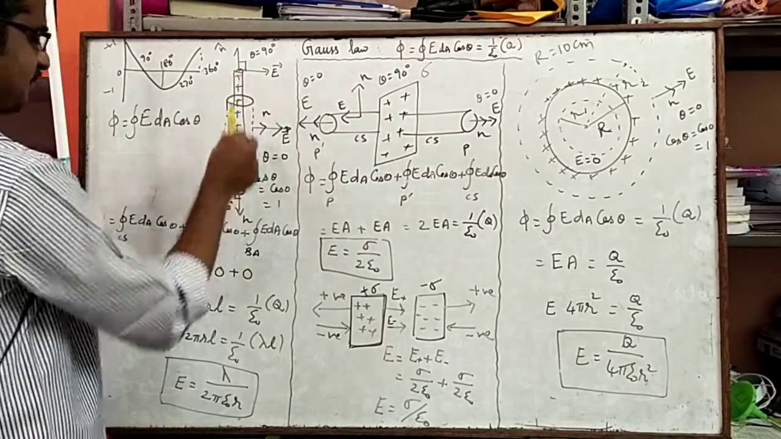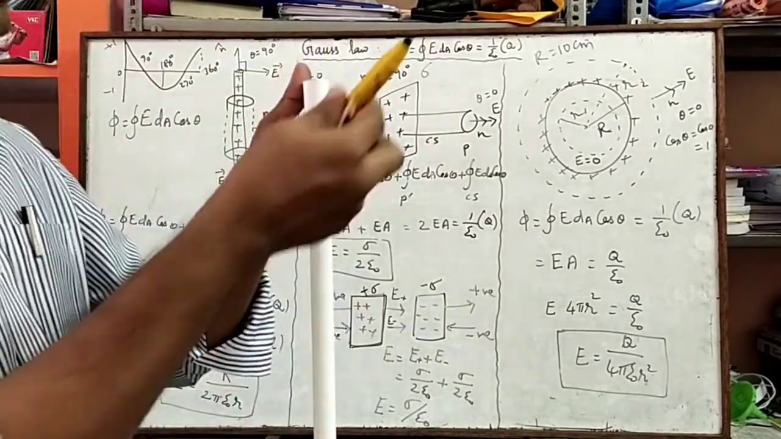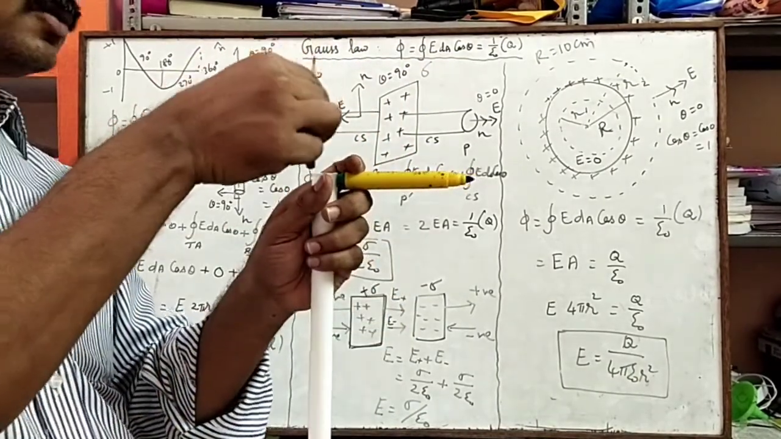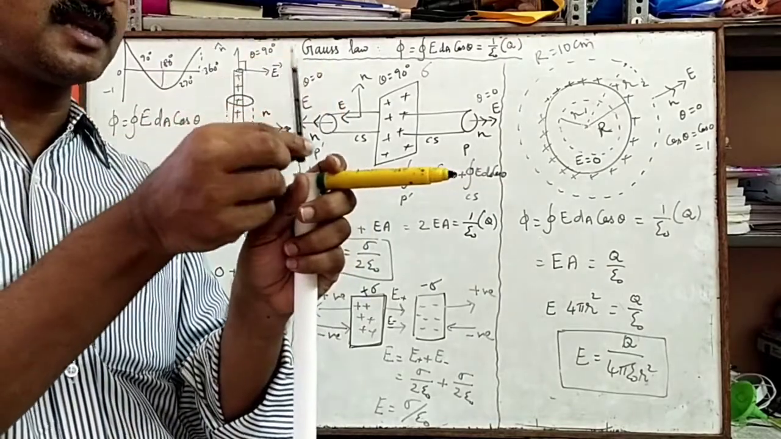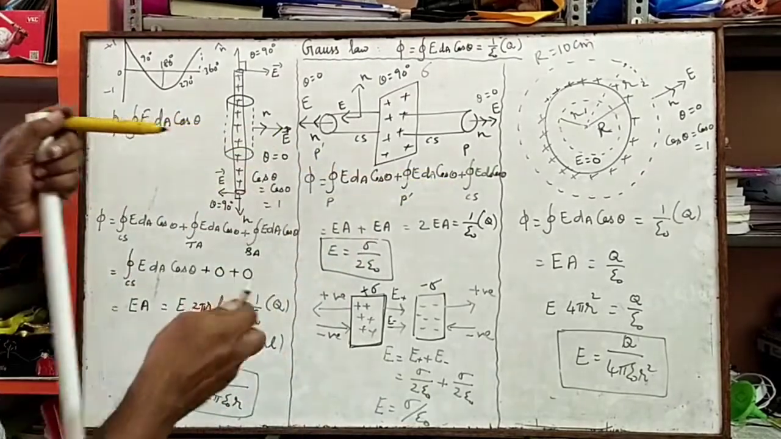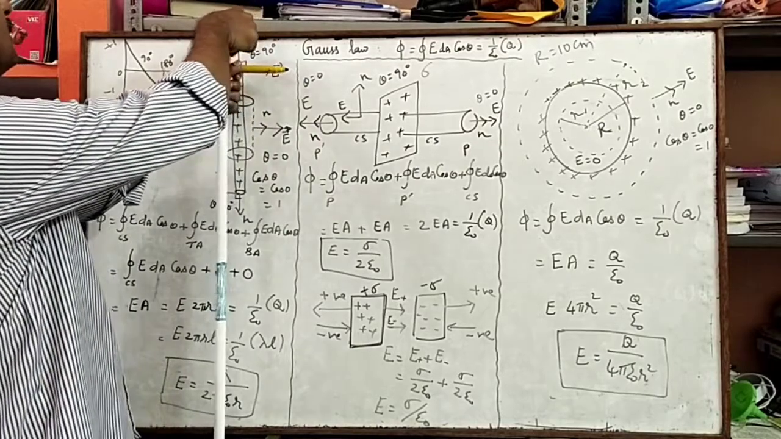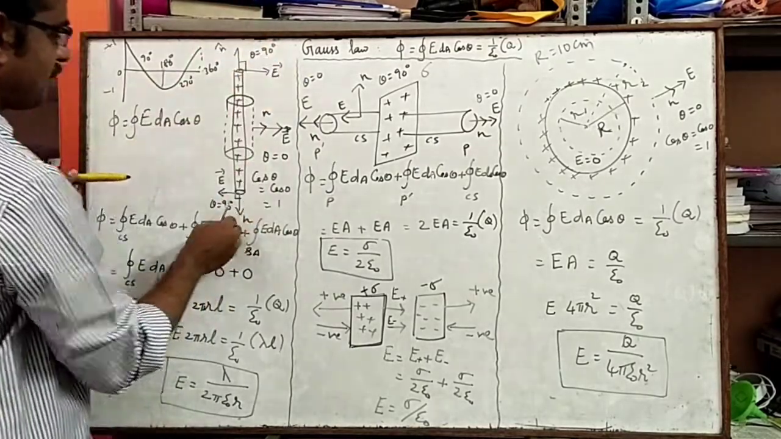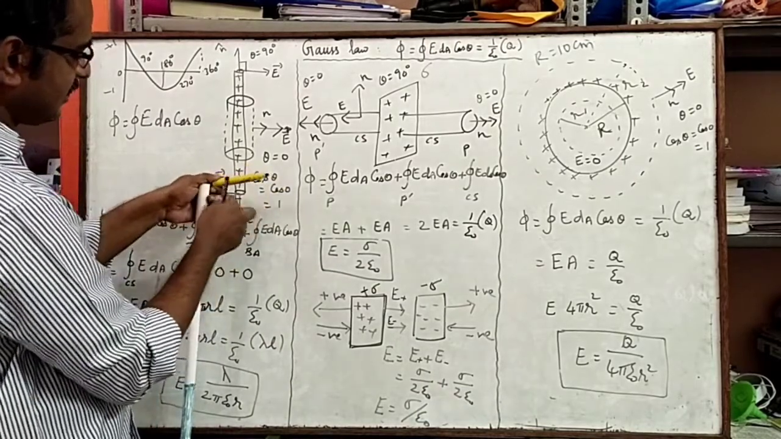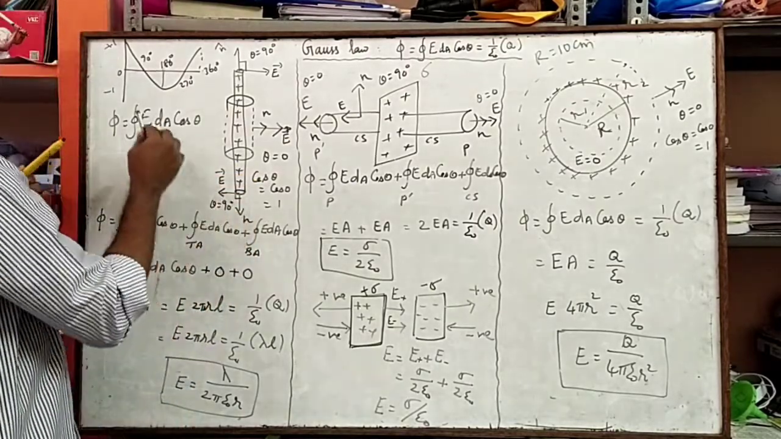Whereas at the top surface and bottom surface, the electric field will be acting along this direction, whereas normal to the top surface is acting along this direction. Therefore, theta is equal to 90 degrees here. The same way at the bottom also, electric field is acting in this direction and normal is acting in the downward direction. Therefore, theta is equal to 90 degrees. Cos 90 is 0.